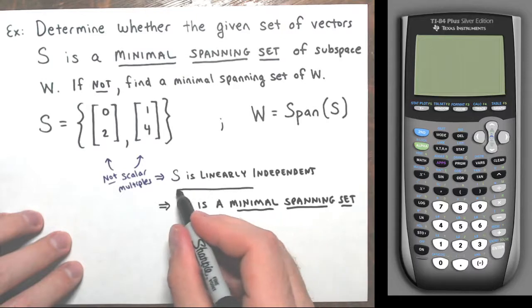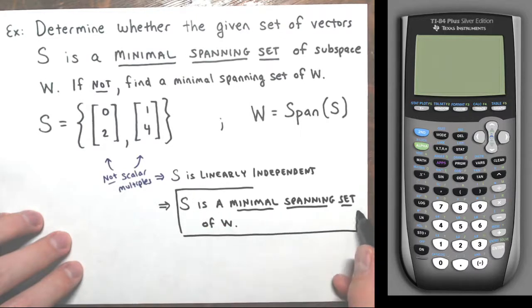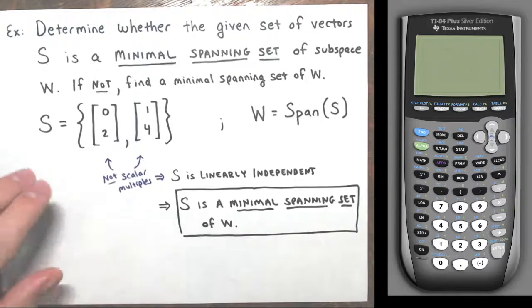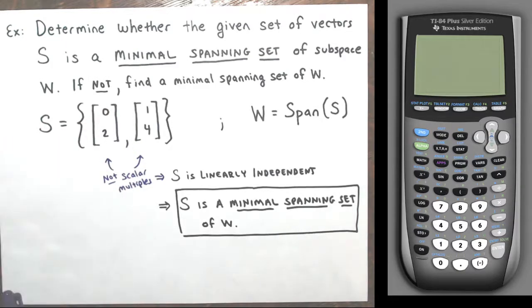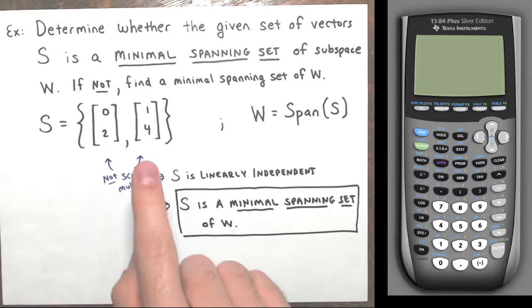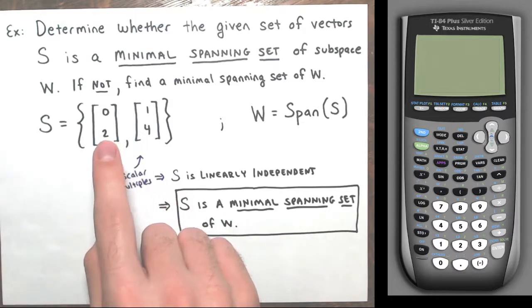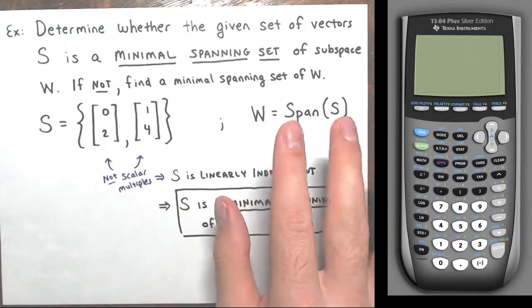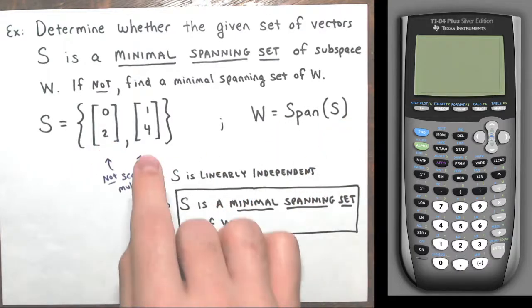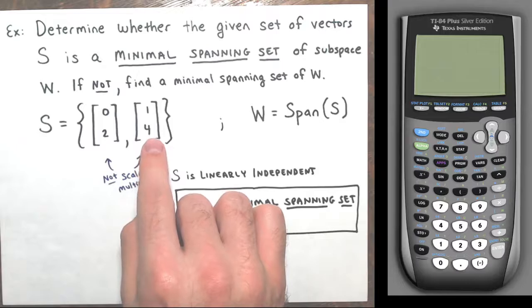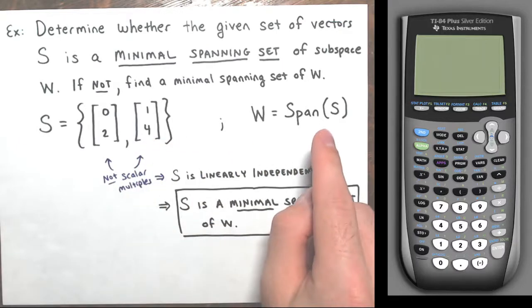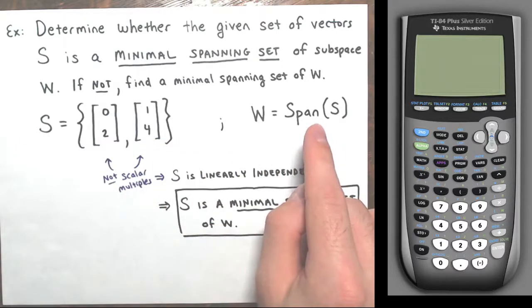All right. So that is one way, again, real quick when there's only two vectors in the set and they're independent. So what this means is that there's no smaller set that's a subset of S, right? So I can't just take 0, 2 and say 0, 2 spans W, and I can't just take 1, 4 and say the set 1, 4 spans W, right?